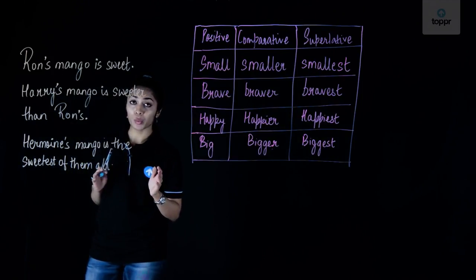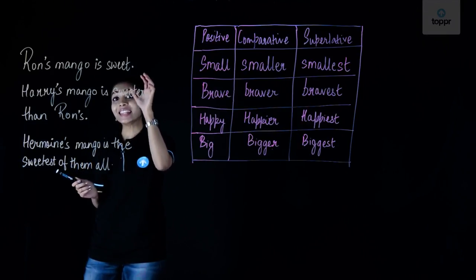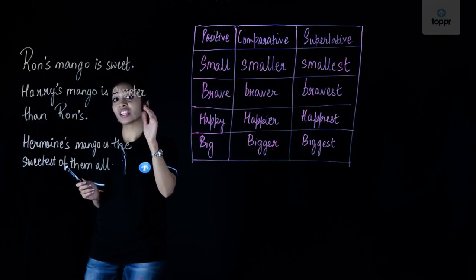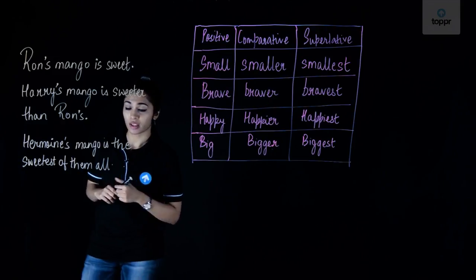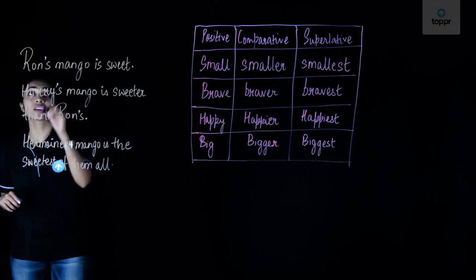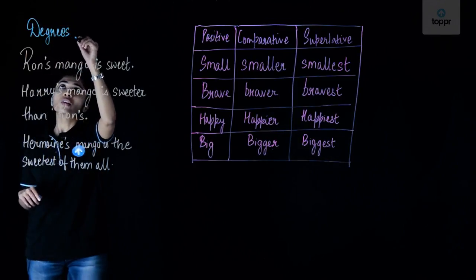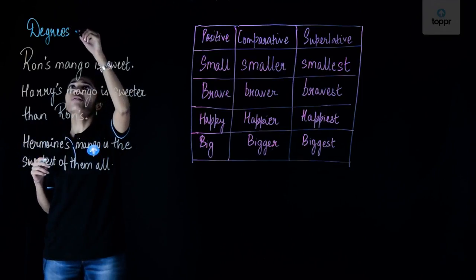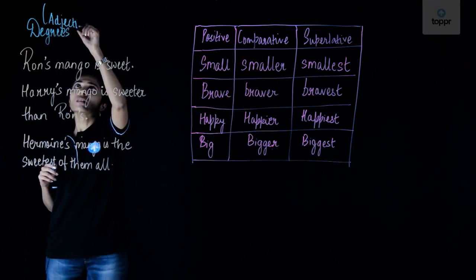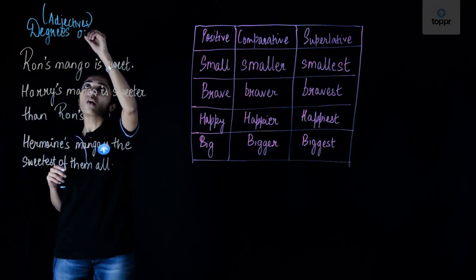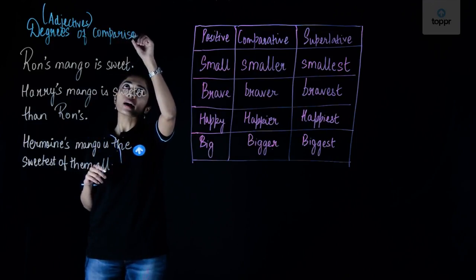Alright. So, if you look at the words sweet, sweeter and sweetest, all three of them are adjectives. But when they compare things, they change forms. And these adjectives, when they change form, this is what is known as degree of comparison. Let me write it down. They are known as degrees or adjectives of comparison.